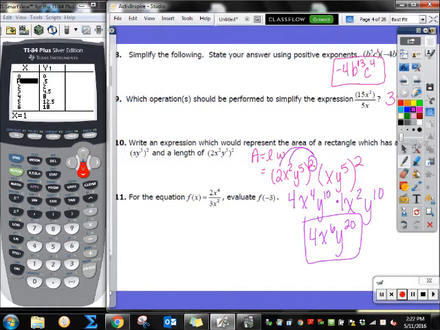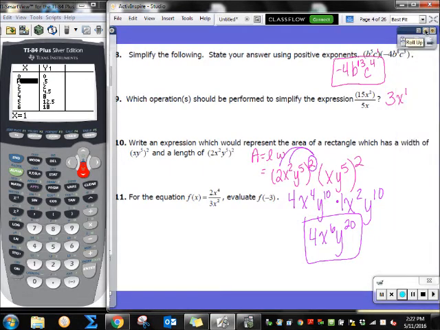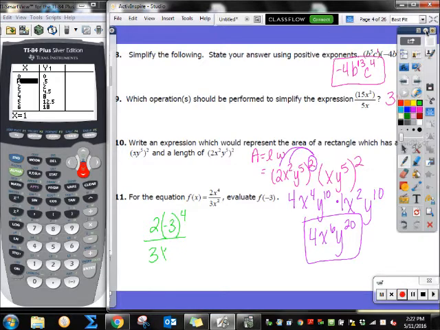For number 11, we are going to evaluate f of -3 for the function given. Even if you're going to put this in your calculator, I highly recommend actually writing it out. So that's going to be 2 times -3 to the 4th divided by 3 times -3, we're plugging in a -3 for our x, squared. Now, another big hint that I will give you, if you are going to put this in your calculator, you need to do one of two things. Put parentheses around the top and the bottom if you're wanting to put it all in there together.